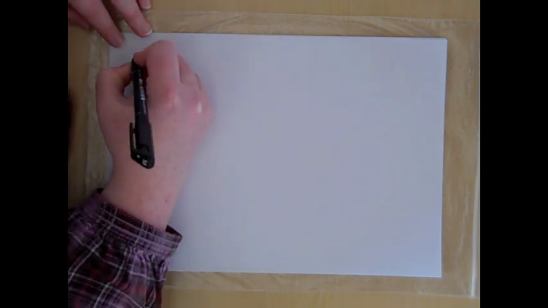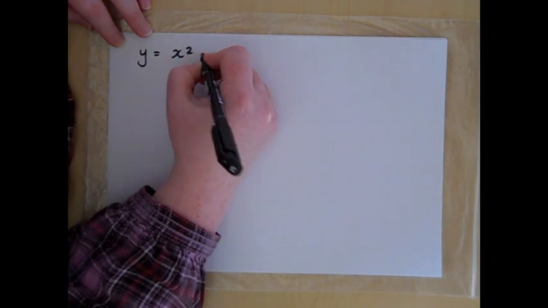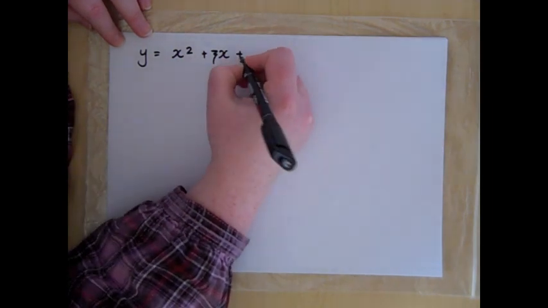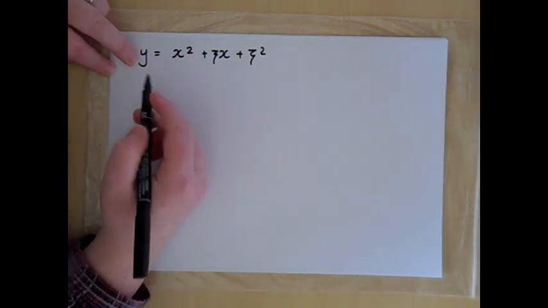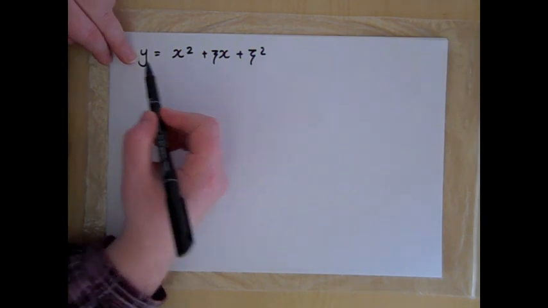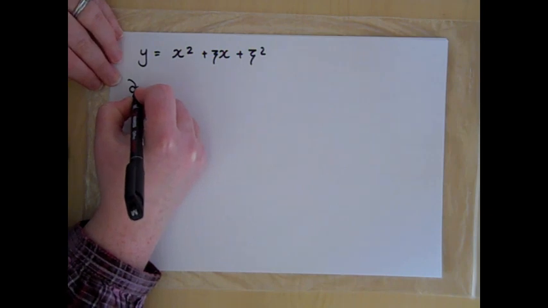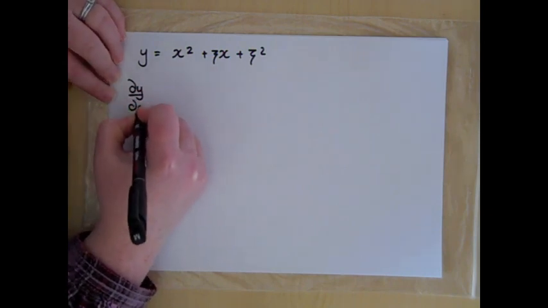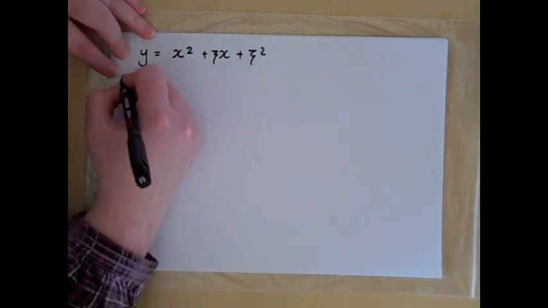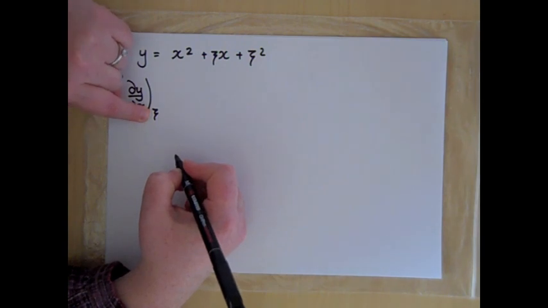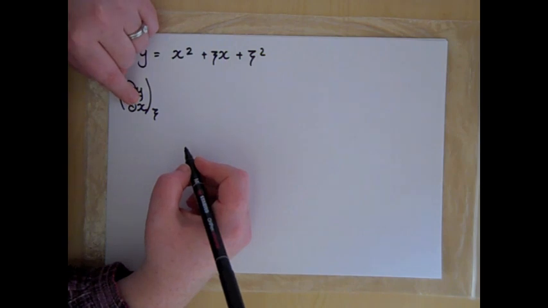So for example, if I was to have the function y is equal to x squared plus zx plus z squared, a nice and simple function, I can differentiate this with respect to either x or z. If I were to differentiate this with respect to x, I would write delta y over delta x in brackets, with a little z down here to say that I'm going to differentiate this whilst keeping z constant.